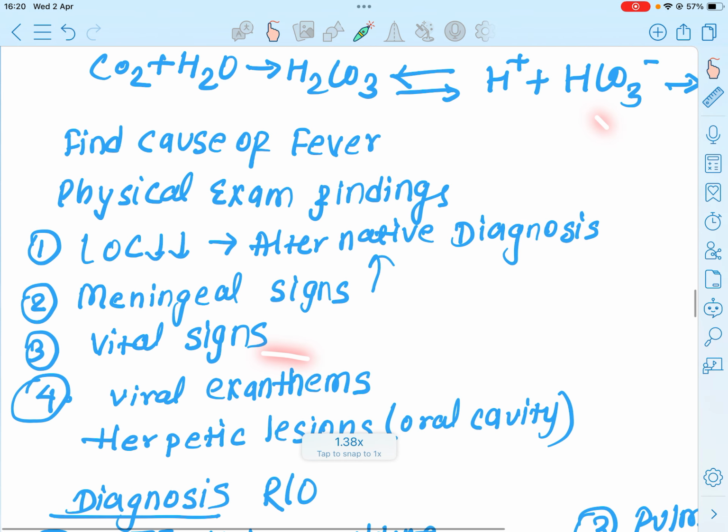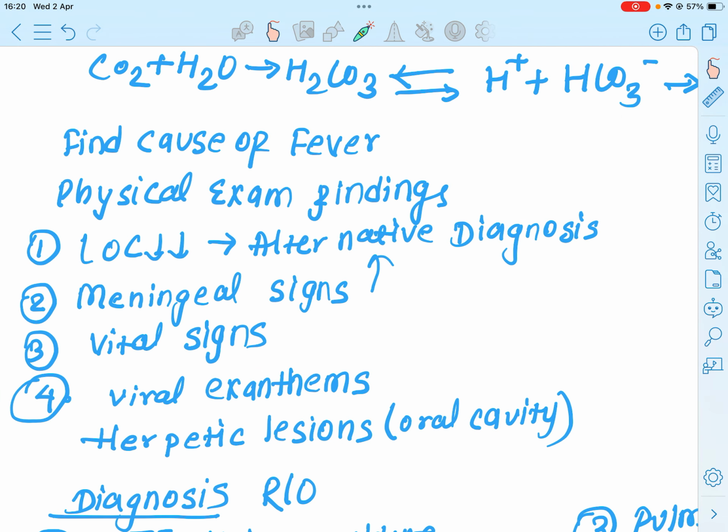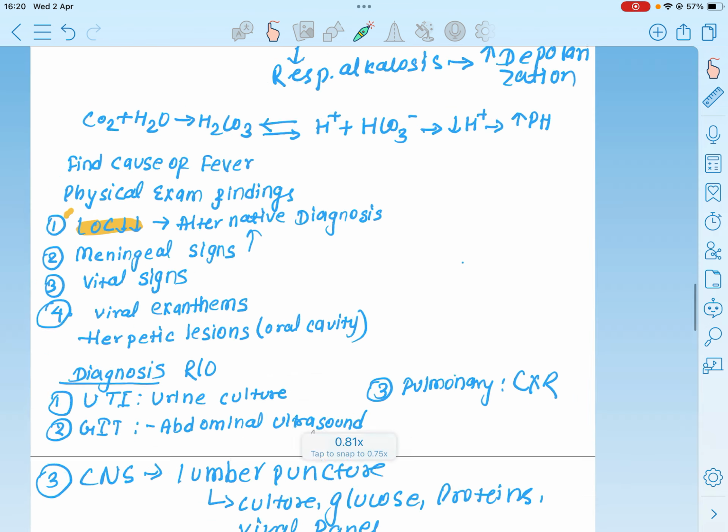And we will find the cause of the fever, whether there is any source of infection or not, whether there are meningeal signs or not, whether there is any alteration in vital signs or not, and viral exanthem. Like in case of herpetic lesions, we will see lesions in the oral cavity.